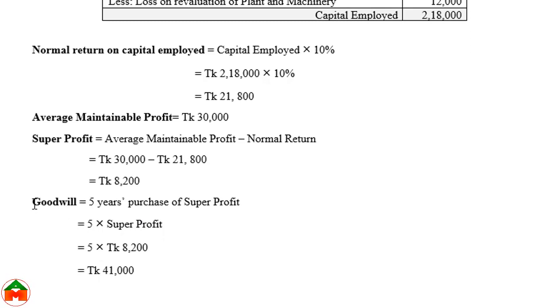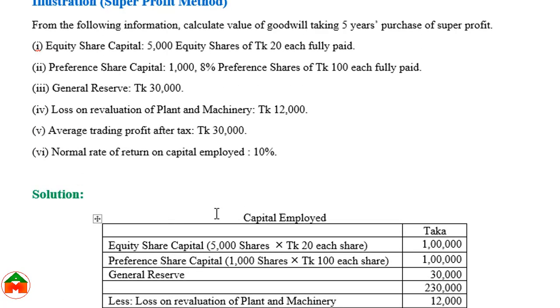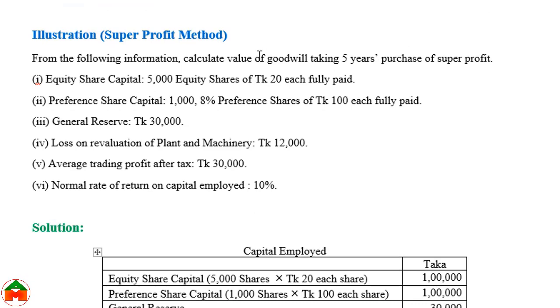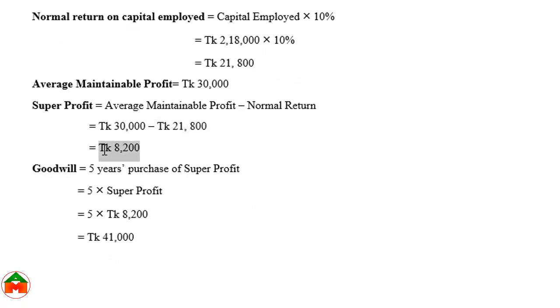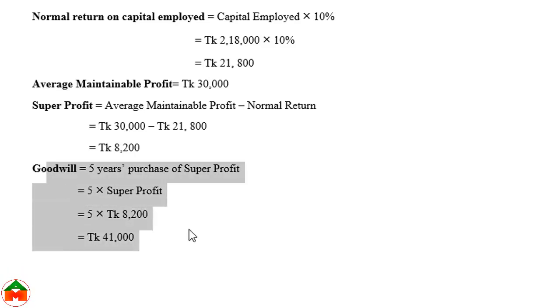And finally, we will get the goodwill. From the question, we can see goodwill should be calculated on the basis of 5 years purchase of super profit. Here the super profit is 8,200, and if we multiply this 8,200 by 5 years, the result is 41,000, and this is the goodwill of that company.